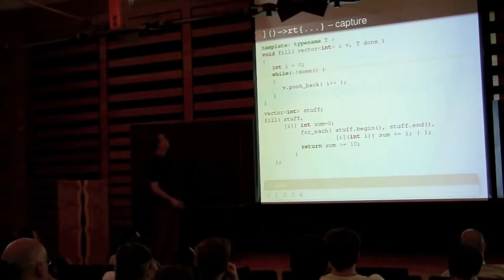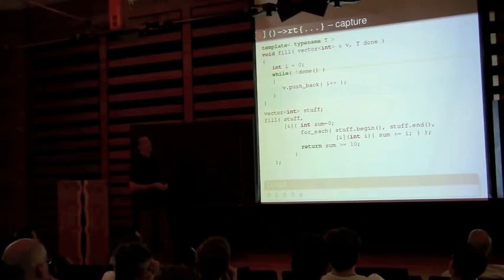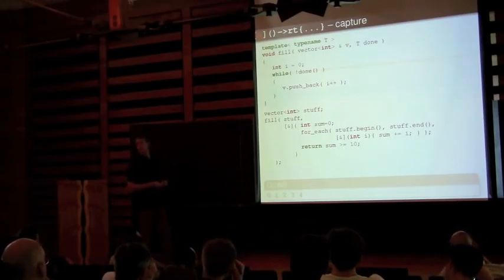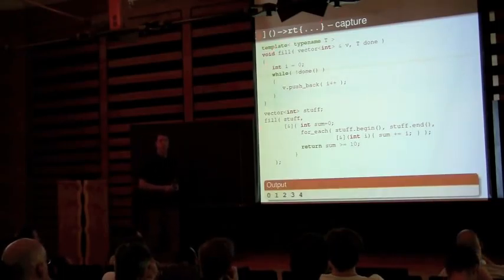With any luck, every time this runs, it will add up what we've got so far inside of our vector. And as soon as we're done, meaning that the sum of the elements within the vector is greater than or equal to 10, then we're done and we'll exit out of the fill. And we get 0, 1, 2, 3, and 4.